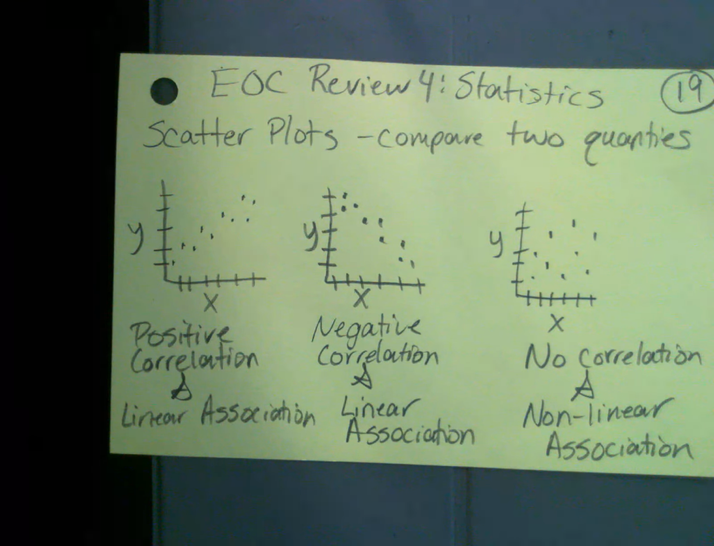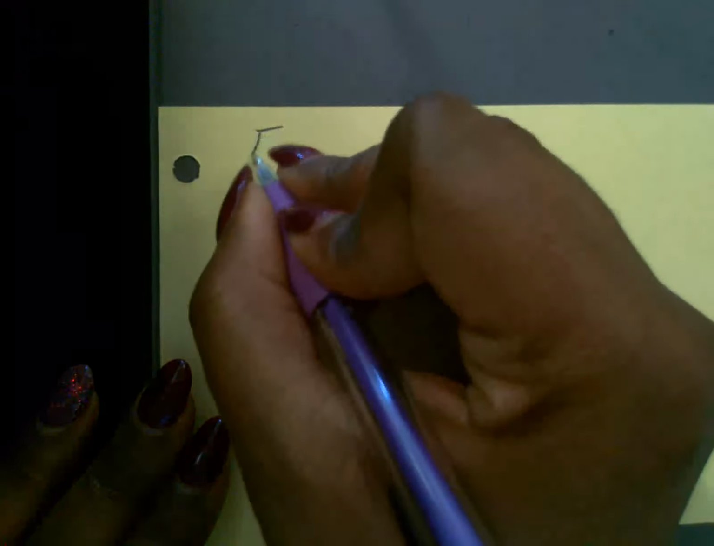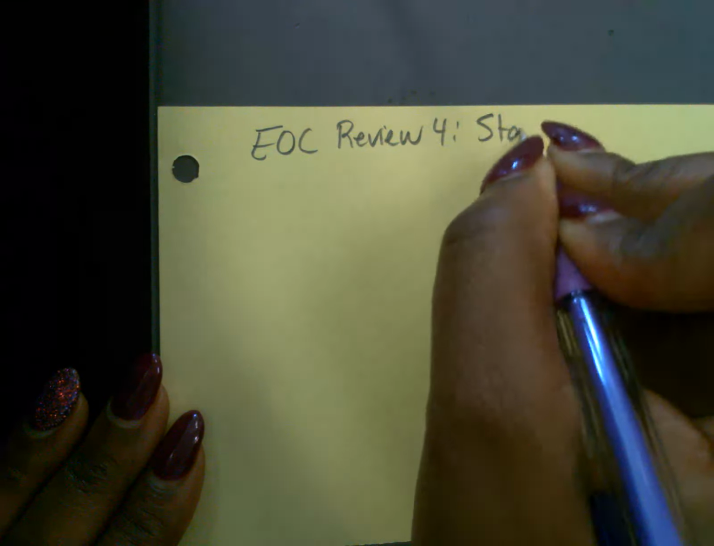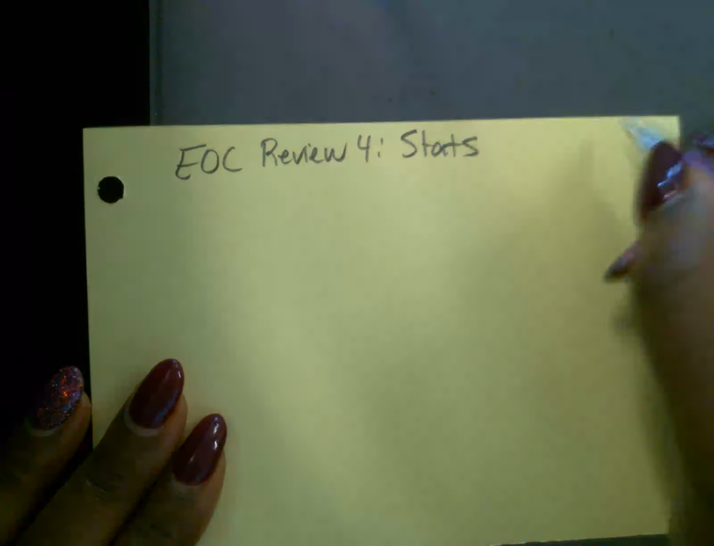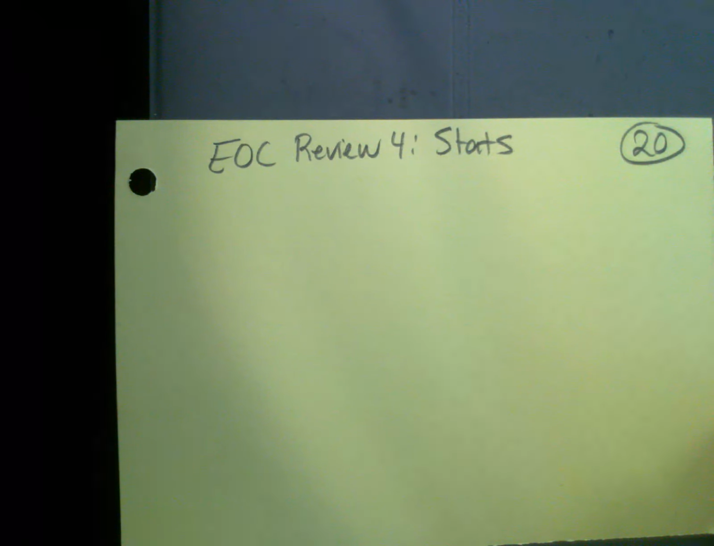Pause for the cause. All right, here we go. EOC Review 4, this is card 20. Here we're talking about line of best fit.